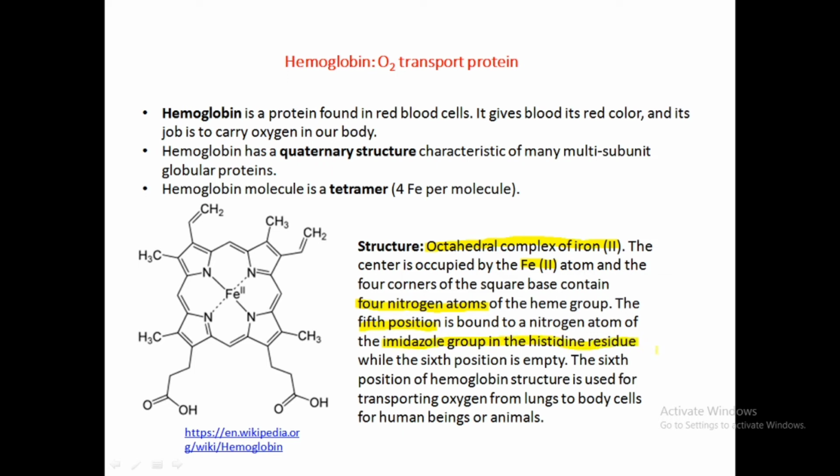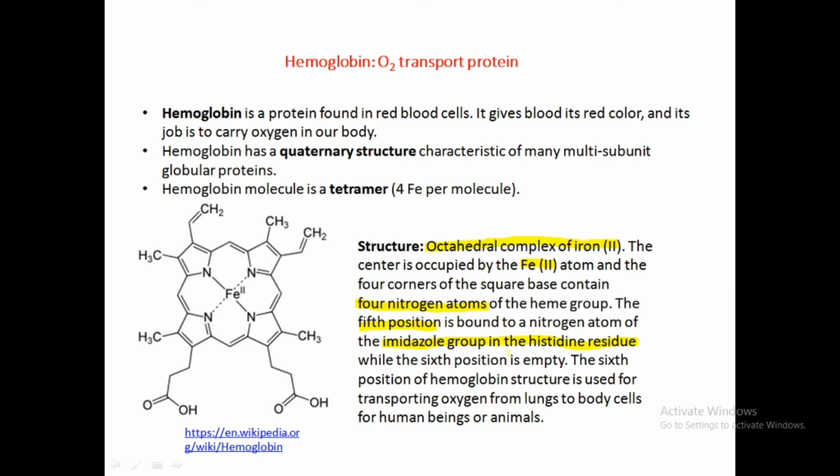So we have looked at 3 things. First of all, it's an octahedral system, a 6 coordinate system. Second, the central metal atom is iron in the +2 oxidation state. And third, the central square is formed by 4 nitrogen atoms of the heme group. Coming to the fifth position, it is bound again to a nitrogen atom, but this nitrogen is of an imidazole group in the histidine residue, which is part of the protein chain. And the sixth position is empty.